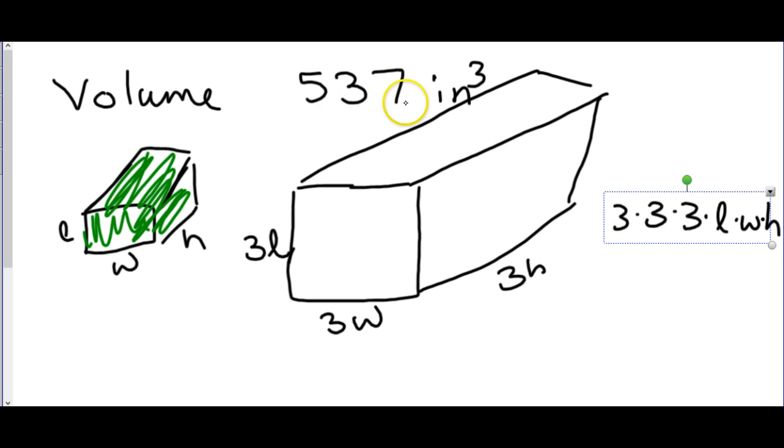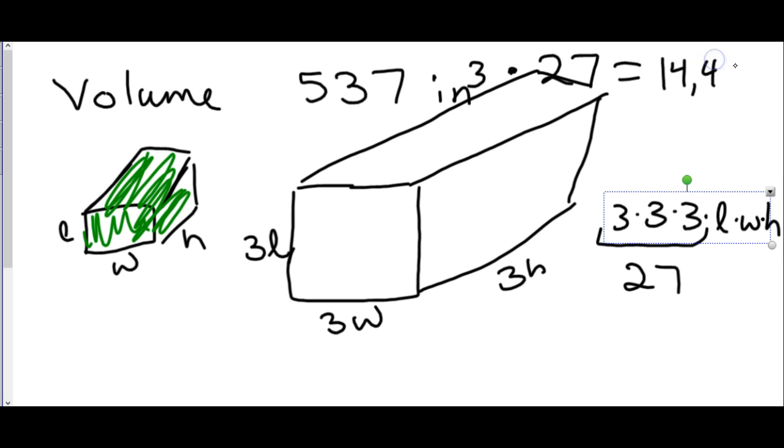So that means instead of multiplying the volume by 3 like we multiplied the sides, we're going to have to multiply the volume by 3 times 3 times 3, which would be 27. So to find the new volume, I would multiply the old volume by 27. So 27 times 537 is 14,499 inches cubed still. So if it's going to triple the sides, we actually have to multiply by 27.